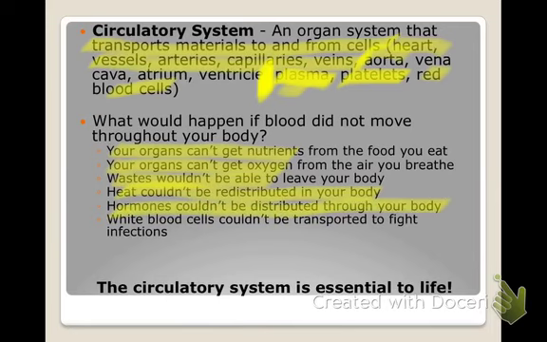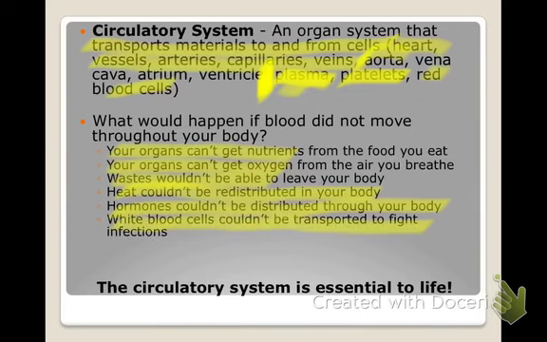Hormones couldn't be distributed through your body, so when you talk about hormones, I don't want you to just think of testosterone or estrogen. Think of adrenaline as a hormone, like fight or flight, whether you get scared or not. And those types of things wouldn't be able to be distributed through your body. There's a hormone that makes you feel hungry when it's time for you to eat. Your body's telling you, hey, I'm hungry, it's time to eat. You wouldn't be able to get those messages.